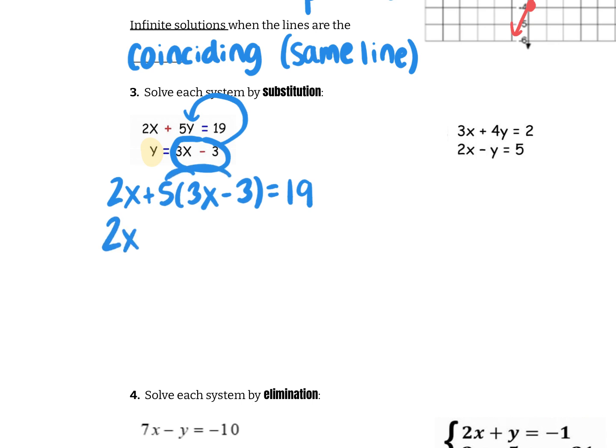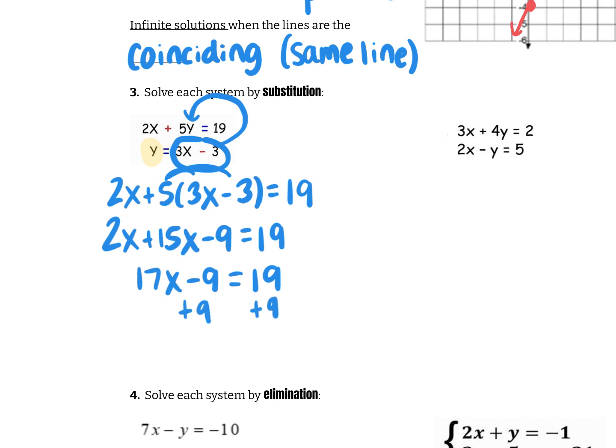So I have 2x plus 15x minus 9 equals 19. Combine your x's, 2x plus 15x is 17x minus 9 equals 19. I'm going to add 9. I get 17x equals 28. This is kind of a strange answer. So I'm going to divide by 17, but 28 divided by 17 is going to be some sort of decimal.